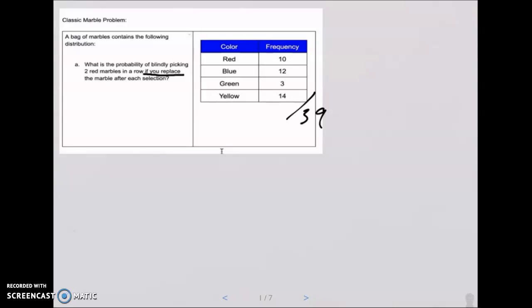So the probability of picking a red marble, well, first of all, we have 2 spots because we're picking 2 marbles. This will be marble number 1. This will be marble number 2. Probability of picking a red on the first one is 10 out of 39. And the probability, if you put it back, of picking red on the second one is also 10 out of 39. If we're trying to find their combined probability, and they're independent, which they are because we put it back, we can multiply them together. So in your calculator, you can do 10 out of 39 times 10 out of 39.